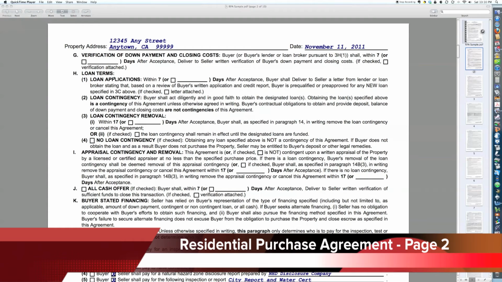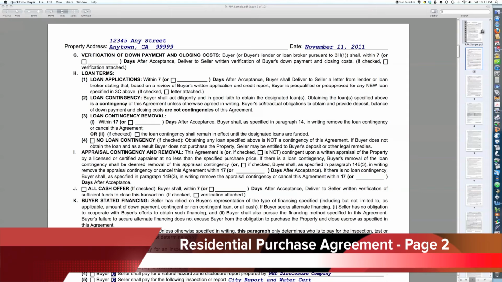3H is the loan terms. So 3H1 talks essentially about a pre-approval letter. And again, we recommend in this market that buyers actually provide this pre-approval letter with the contract or with the offer. But the contract does say that you have to do it within 7 days after acceptance.